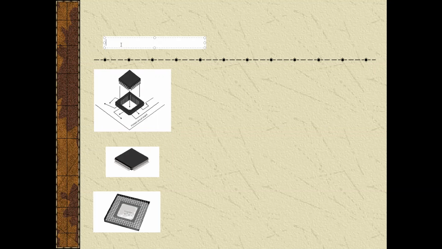Let's see CPLD packaging. The CPLD has a large number of pins. The commonly used packages for CPLDs are as follows: plastic leaded chip carrier, PLCC. PLCC packages contain the pins at the four sides of the chip, as shown in this figure, which contains pins around the four sides of the chip.